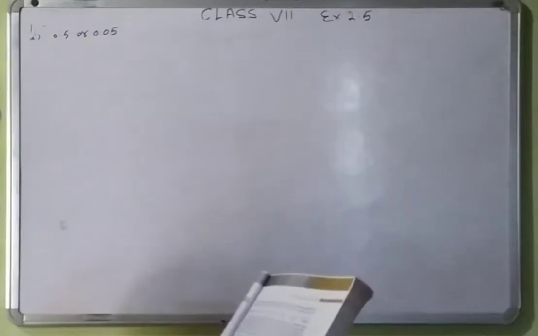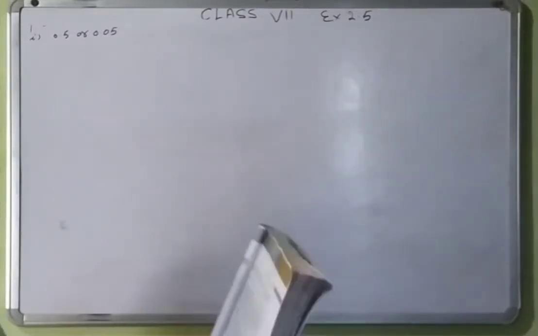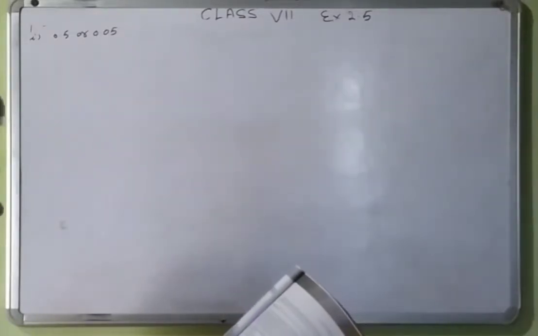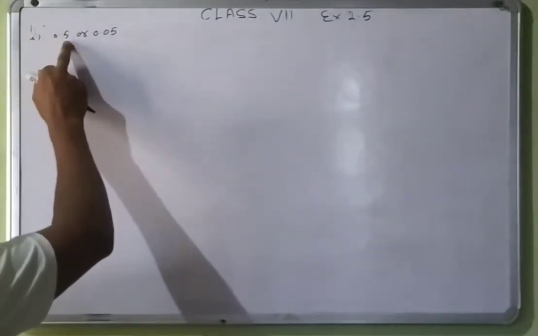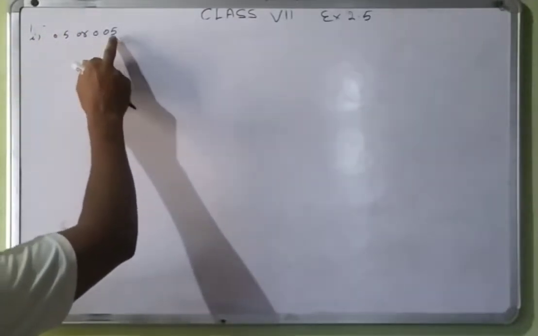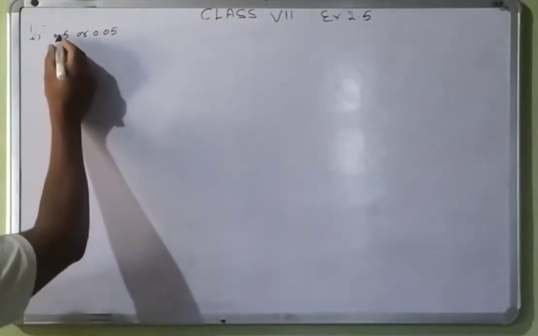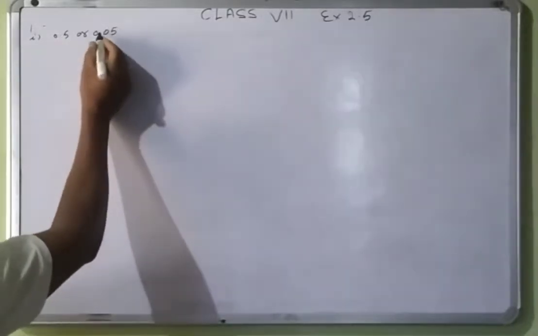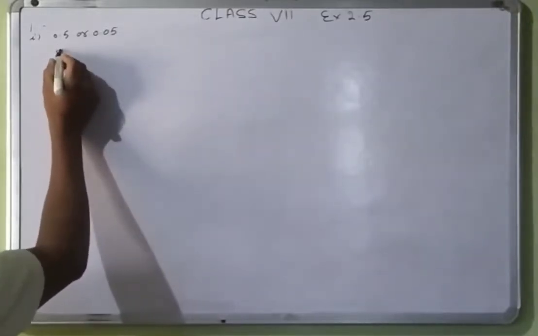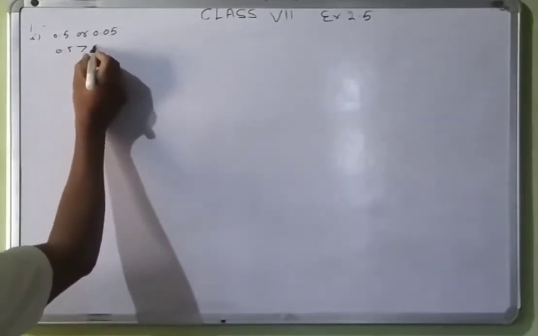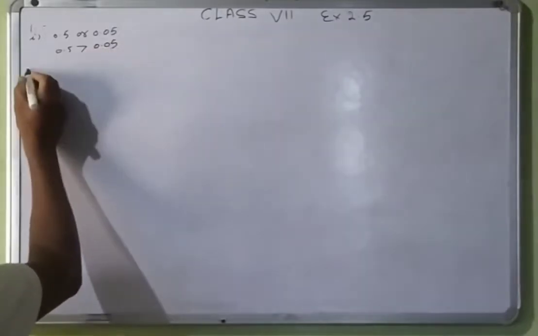Exercise 2.5. First question, which is greater? The first part is 0.5 or 0.05. You know that just after the decimal, this is a 5 or this is a 0. So which is greater? This is greater. So 0.5 is greater than 0.05.